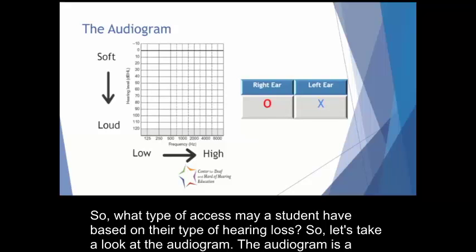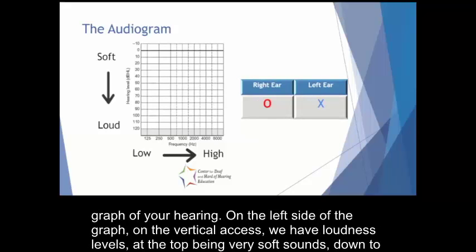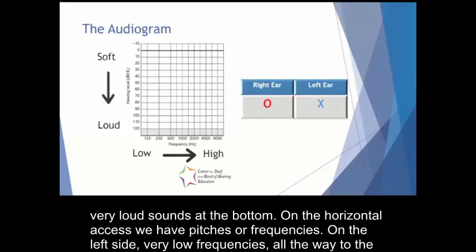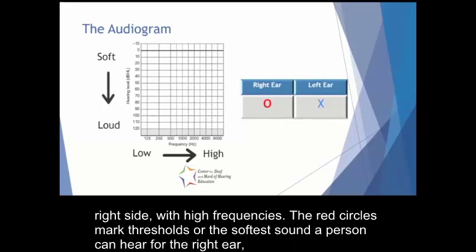So let's take a look at the audiogram. The audiogram is a graph of your hearing. On the left side of the graph, on the vertical axis, we have loudness levels, at the top being very soft sounds down to very loud sounds at the bottom. On the horizontal axis, we have pitches or frequencies. On the left side, very low frequencies, all the way to the right side with high frequencies.